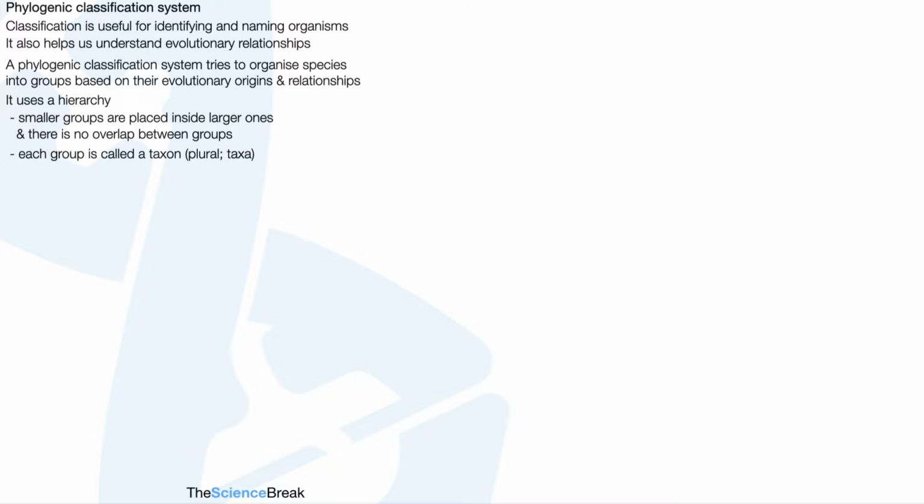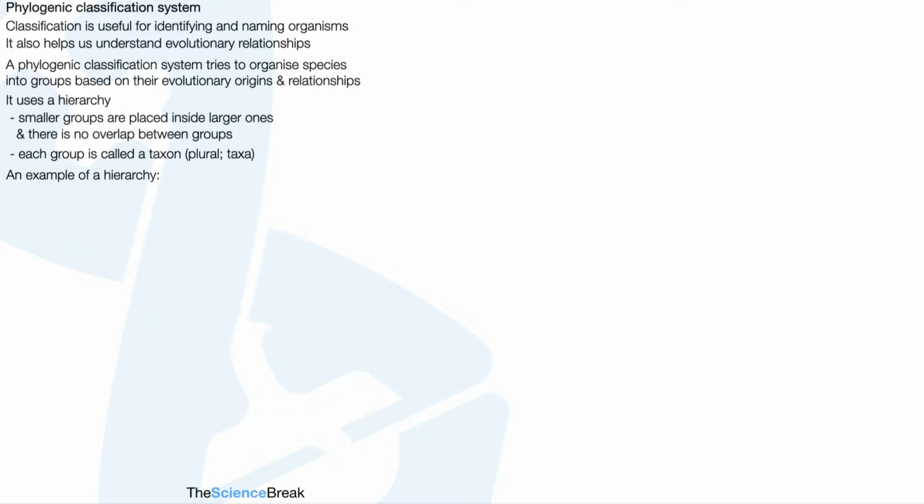The phylogenetic classification system. Classification is useful for identifying and naming organisms. It also helps us to understand evolutionary relationships. A phylogenetic classification system tries to organize species into groups based on their evolutionary origins and relationships. It uses a hierarchy. Smaller groups are placed inside larger ones, and there is no overlap between the groups. Each group is called a taxon. The plural for taxon is taxa, so one taxon, many taxa.